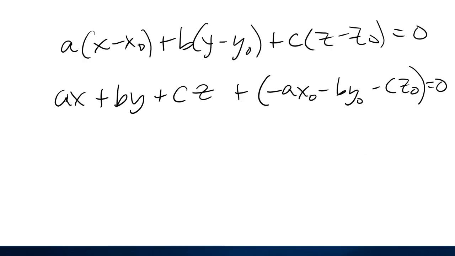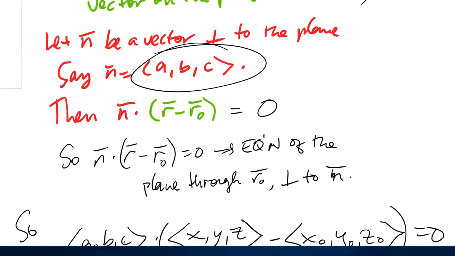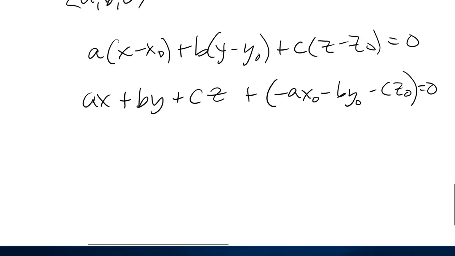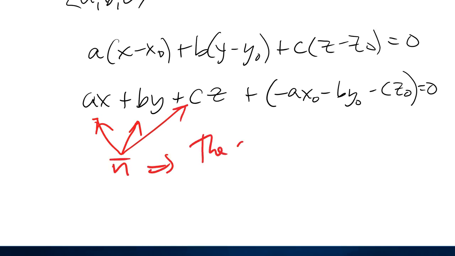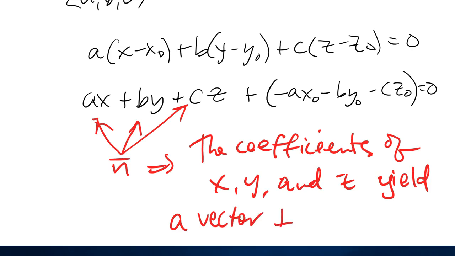Notice that the coefficients of x, y, and z are that n. Okay, n was ABC, and if you look at the equation of the plane, the coefficients of x, y, and z are ABC. This is n. So this means then that the coefficients of x, y, and z yield a vector perpendicular or orthogonal to the plane. This is your n.